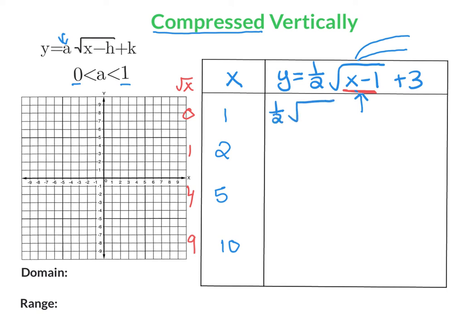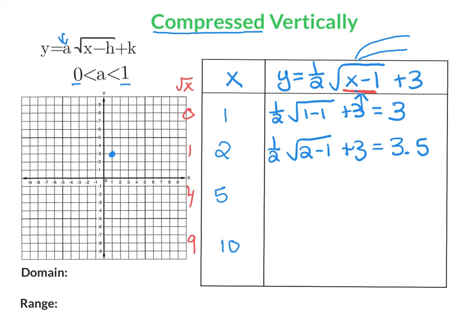1/2 times the square root of 1 minus 1 plus 3. 1 minus 1 is 0. 0 square root is 0 times 1/2 is 0 plus 3 is 3. So over 1 up 3. Okay, let's plug in 2. 1/2 square root of 2 minus 1 plus 3. 2 minus 1 is 1. Square root of 1 is 1 times 1/2 is 1/2 plus 3 is 3.5. So we have a decimal, but it's an easy decimal. We can deal with 0.5. So I'm going to go right 2 up 3.5.